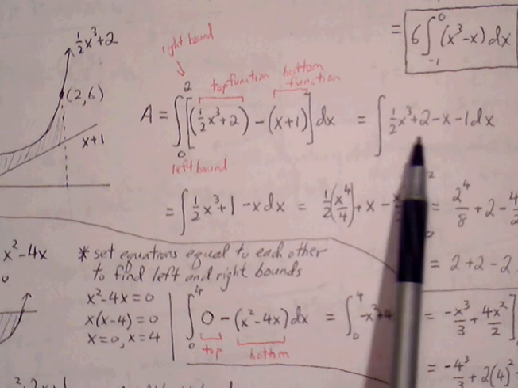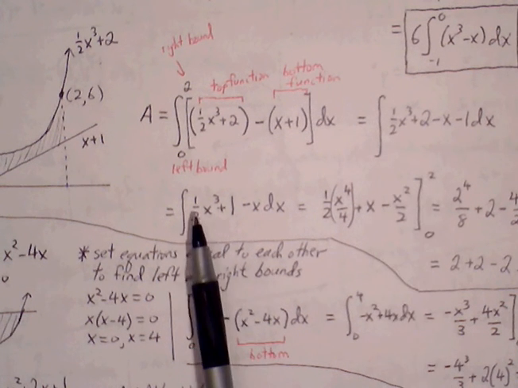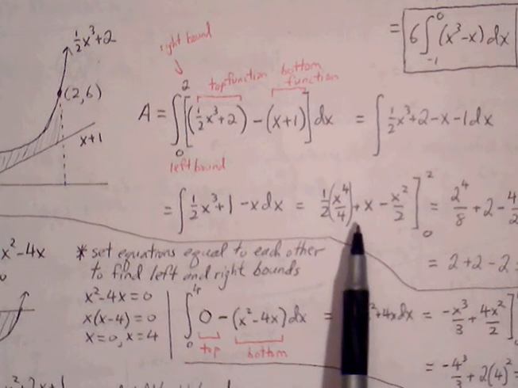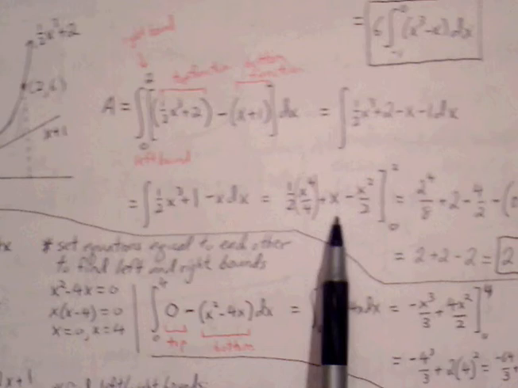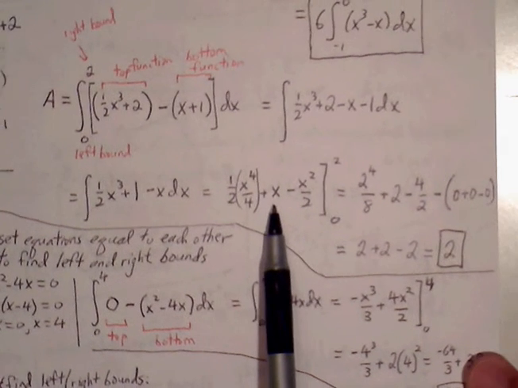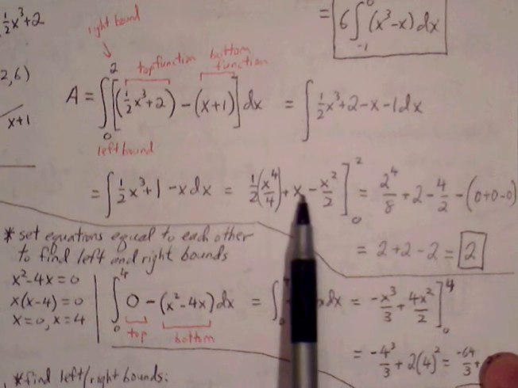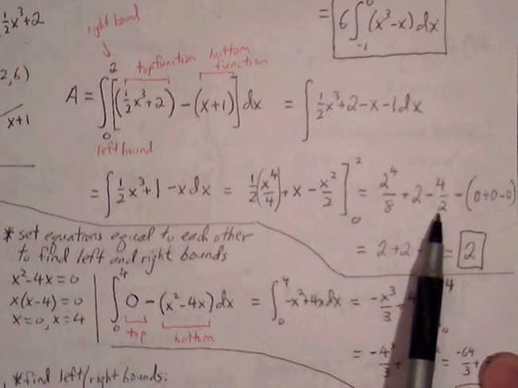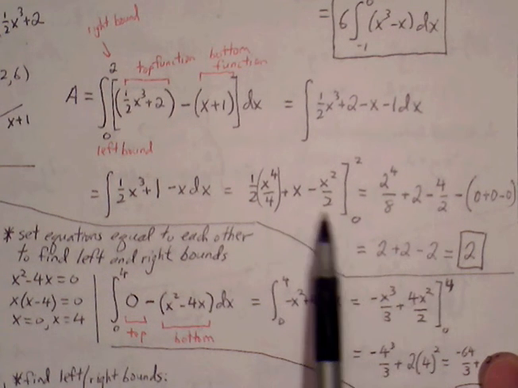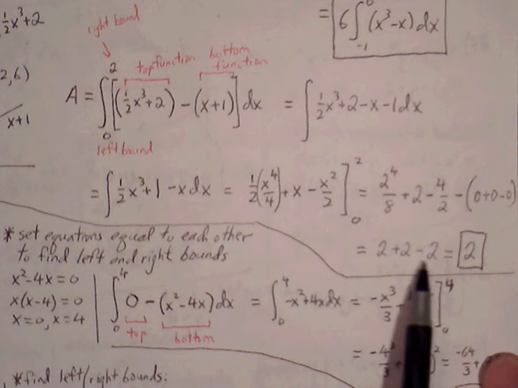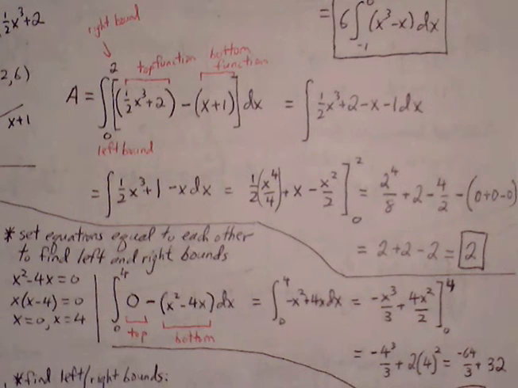And then once we do that, we apply the appropriate rule. All of these will be power rule. So we have 1/2 x to the 4th over 4 plus x minus x squared over 2. And then we simply evaluate our upper and lower bounds. Plug 2 in for all the x values, and then minus, plug in 0 for all the x values. And then we're left with 2 plus 2 minus 2, which is a positive 2.